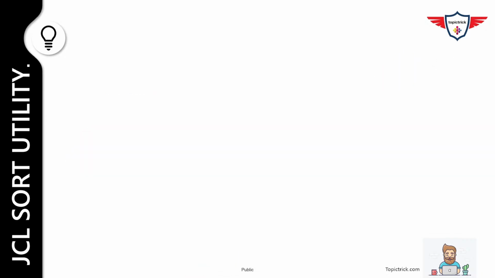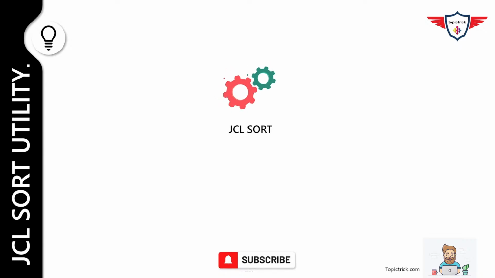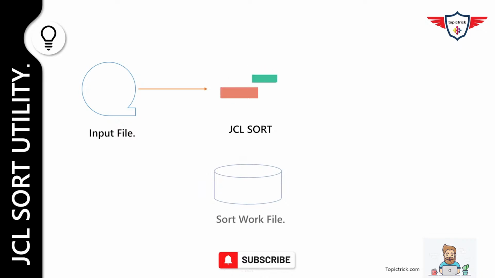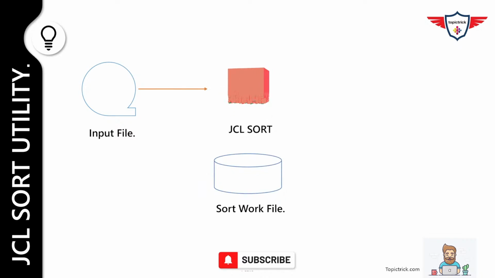Now let's go through a simple flow diagram to understand the working principle of JCL sort utility. As you know, JCL sort utility can be invoked with the help of a JCL. And whenever you invoke it, you need to provide an input file on which the different operations need to be performed. For example, if you want to extract certain records based on a criteria, or probably you want to merge two different files, right? So the input file is the one on which the operation will be performed.